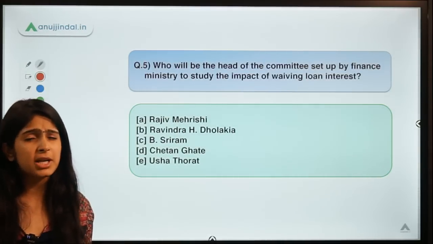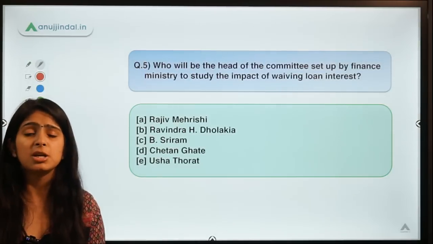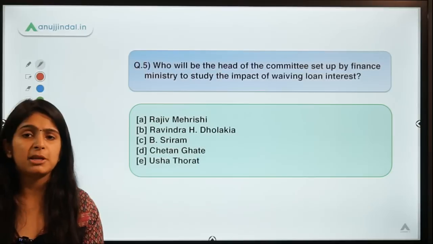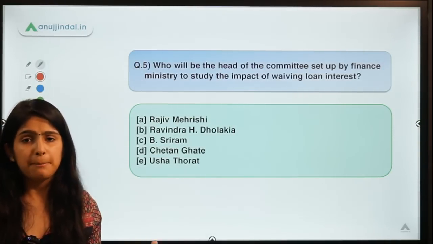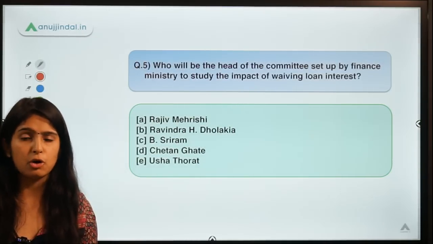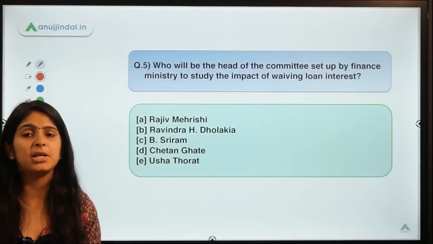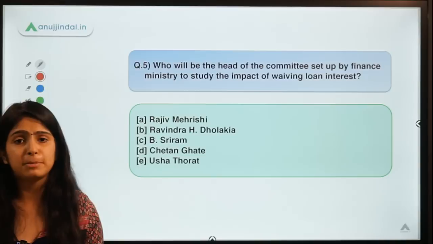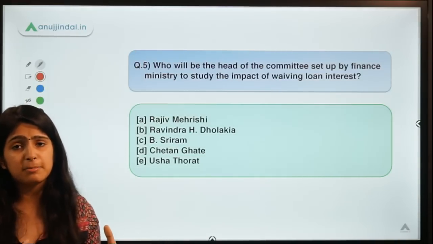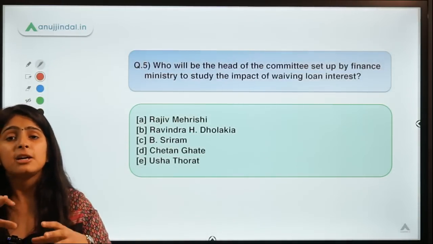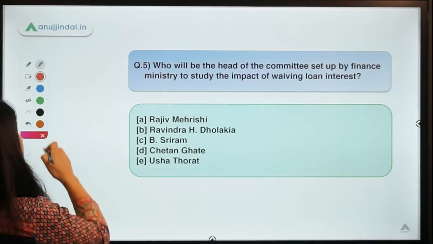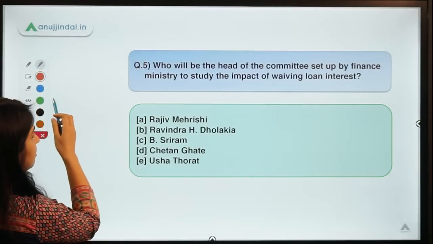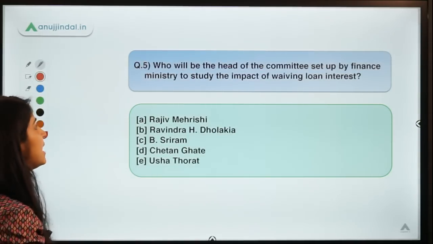interest. So if you remember, we have had an elaborate discussion on whether interest should be applied on these moratorium-availed repayments or not. So all those borrowers who have availed the benefit of moratorium and not paid, should there be any interest on that delay of payments also, right? So this is going to be studied by this panel of the Finance Ministry.